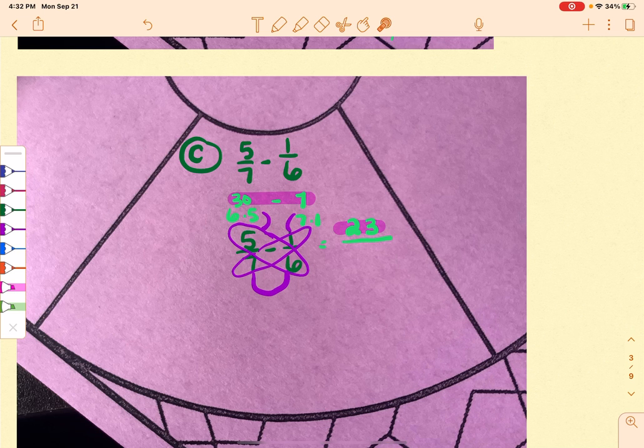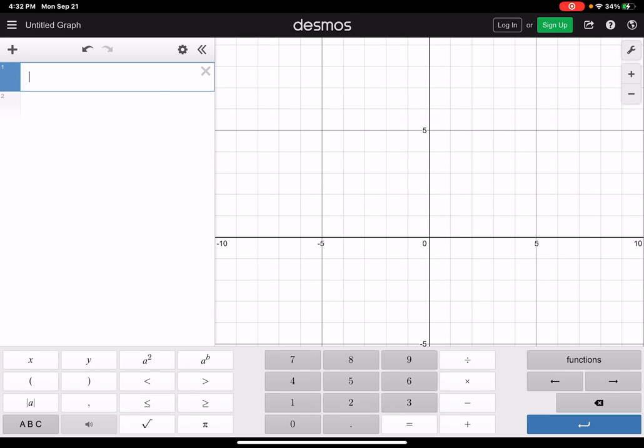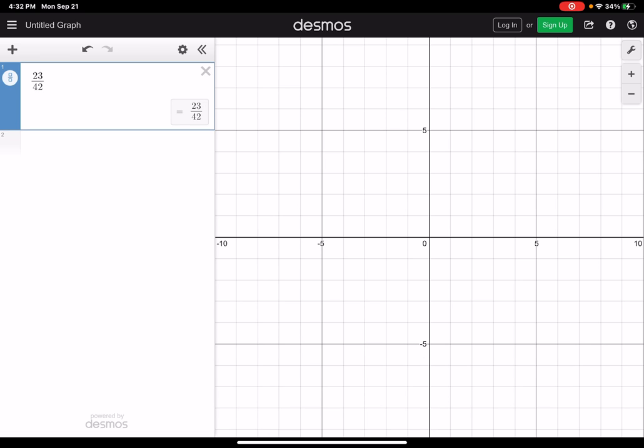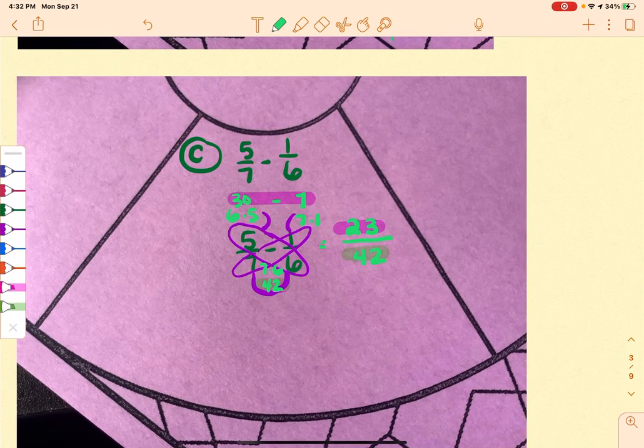Now I've got to get the bottom. So I have 7 and 6, which is 42. And this is going to go here. Now we are going to put this in Desmos to see if it'll reduce. So 23 over 42, and it doesn't change. So that tells me it's reduced as much as it can be. So that's your final answer. Okay, let's go through the next one.